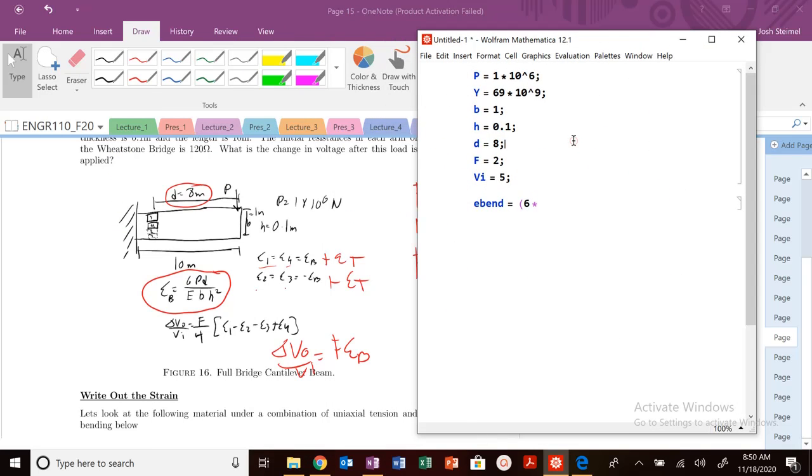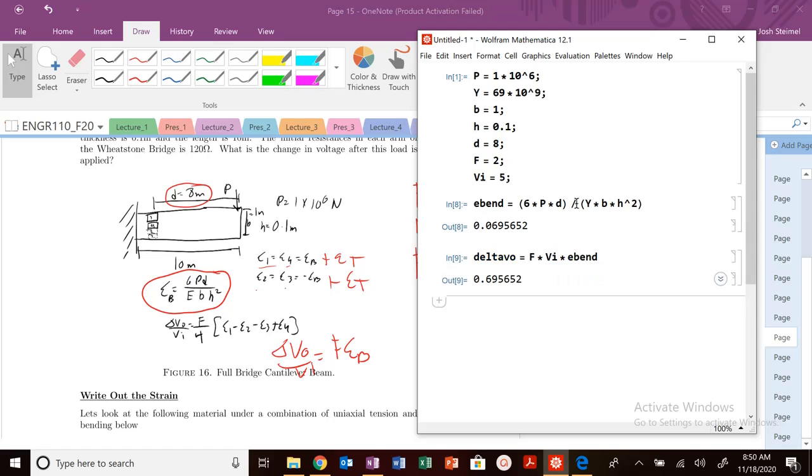So let's plug in those values. 6 times P times D divided by Y times B times H squared, and that is going to give me my E bend. And now for my delta V naught, that is just going to be F times VI times E bend. And that's it. That's my change in my output voltage in volts. So again, make sure that those units make sense and that everything works out unit-wise.